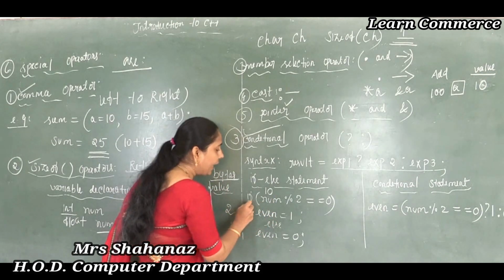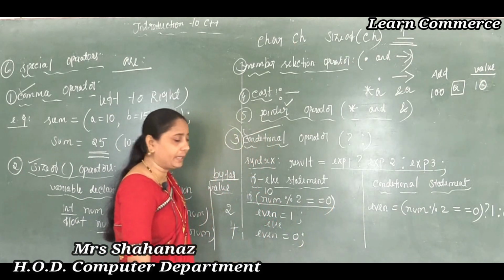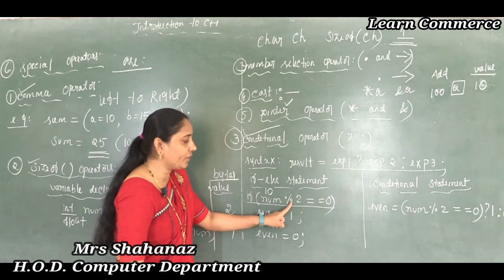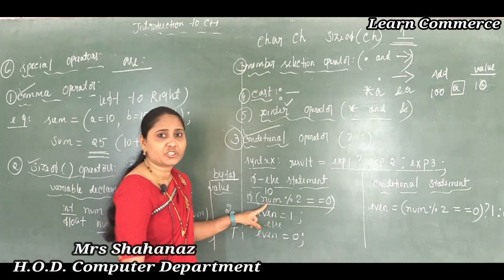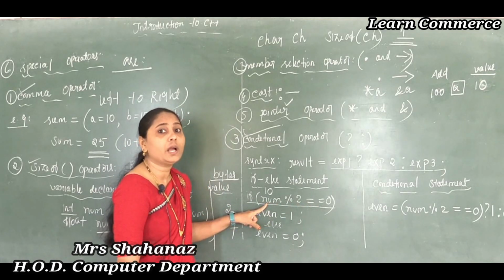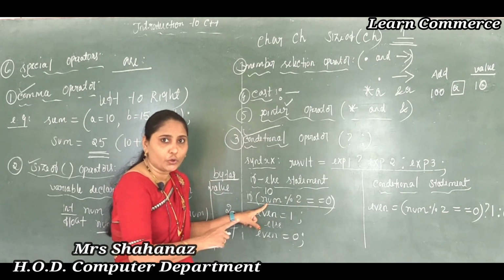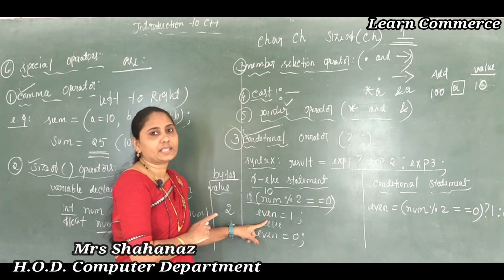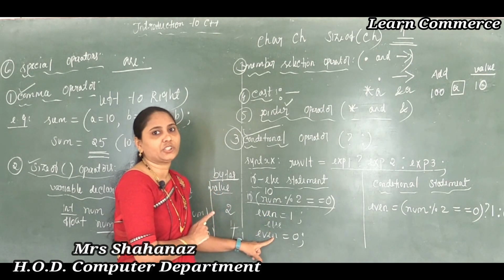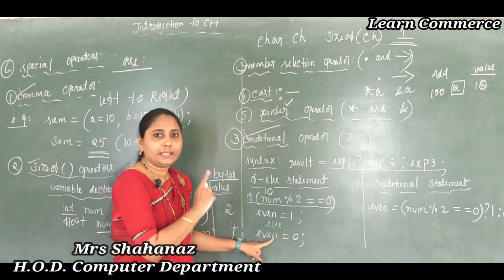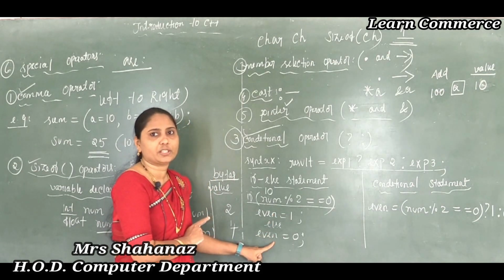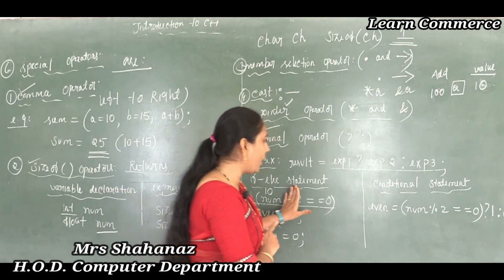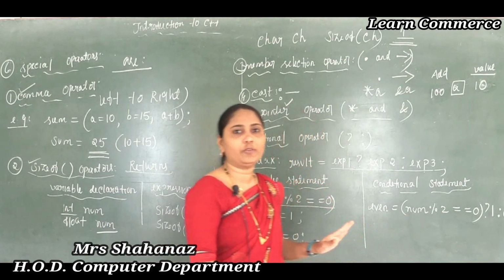Did everyone understand? I am taking this as the condition. If num modulus 2 is equal to 0, this is expression 1. If expression 1 is true, then expression 2 is calculated, otherwise expression 3 is calculated. Here expression 2 is E1 is equal to 1, expression 3 is E1 is equal to 0. Okay, now we know one example of the if else construct.